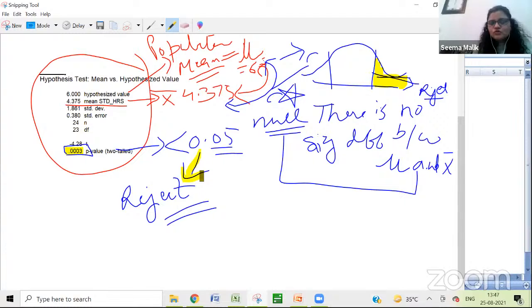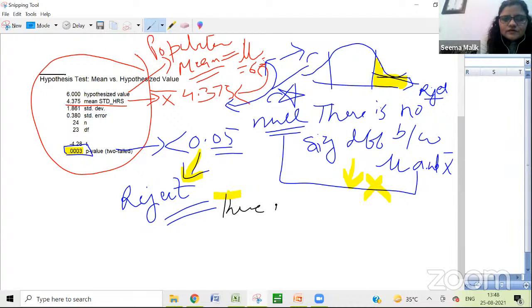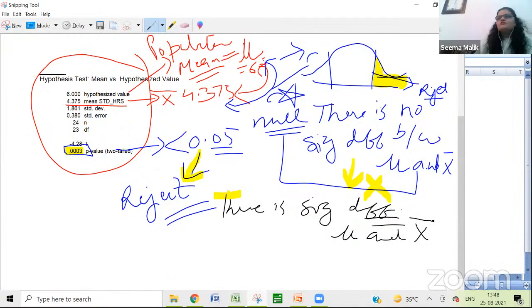So what can we conclude over here? Our hypothesis is rejected because our p value is less than 0.05. It means this statement is rejected. It means this statement is wrong. It means there is a significant difference between mu and x bar. So what is the research conclusion over here?